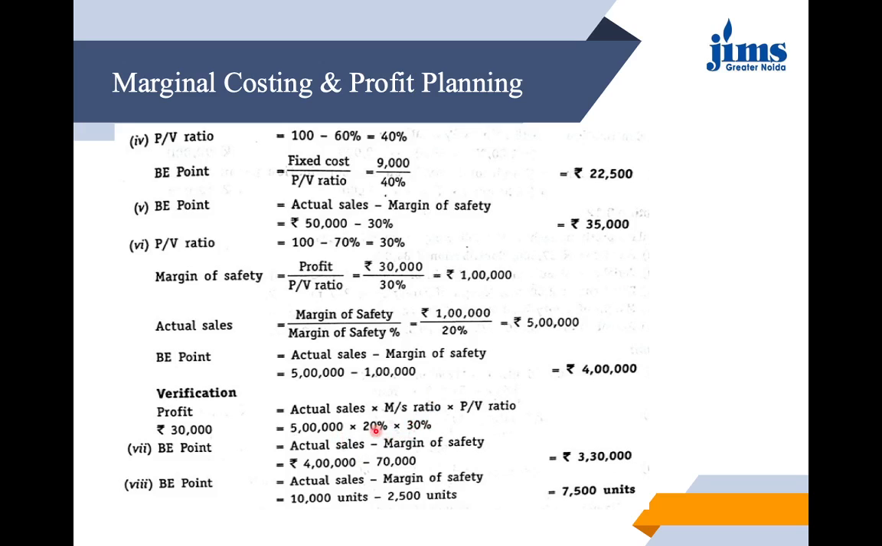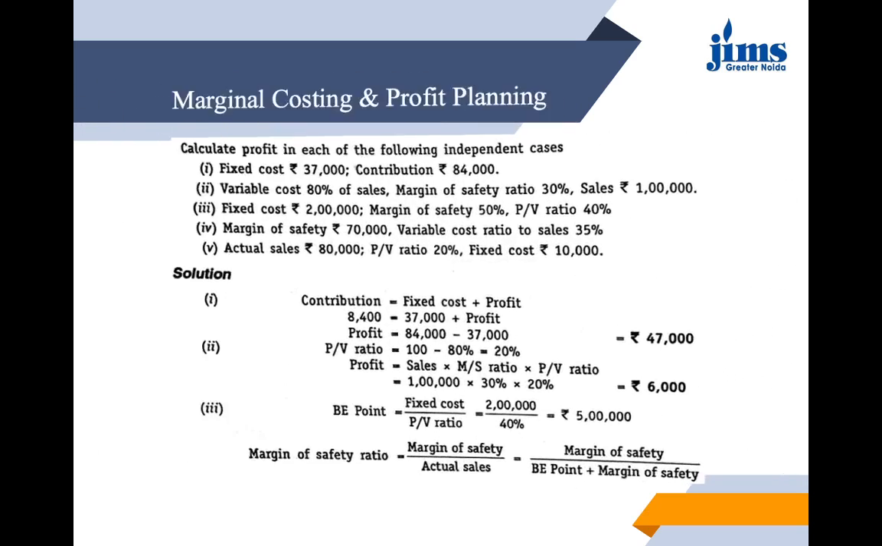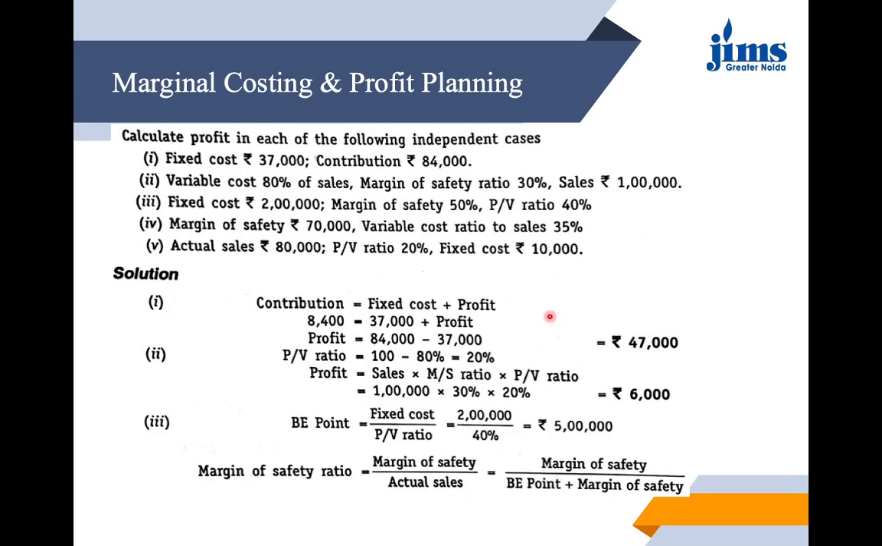In the next part, actual sales is given as 4 lakh and margin of safety as 70,000. We can subtract these two to obtain the break-even point. In the next case, actual sales minus the margin of safety. So we are able to find out 7,500 units as break-even point. Let us see one more question.